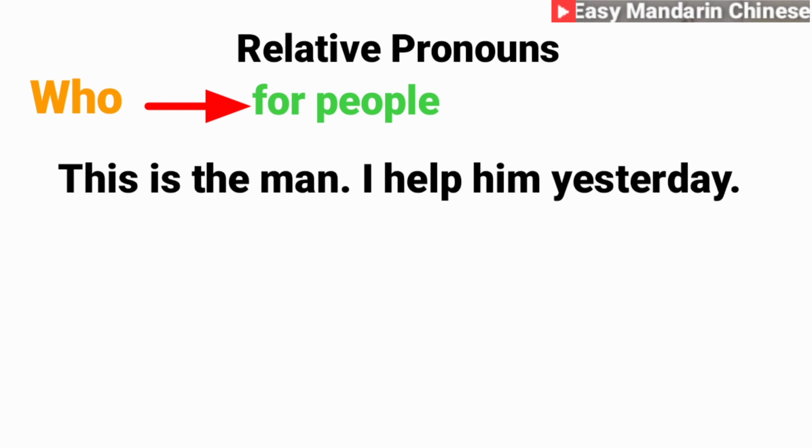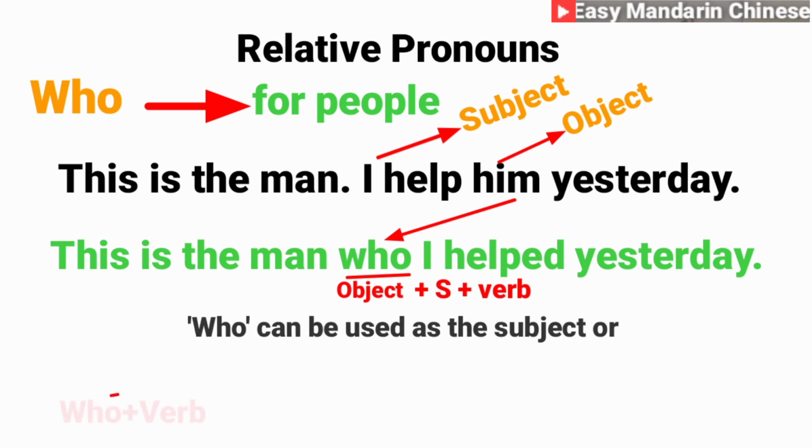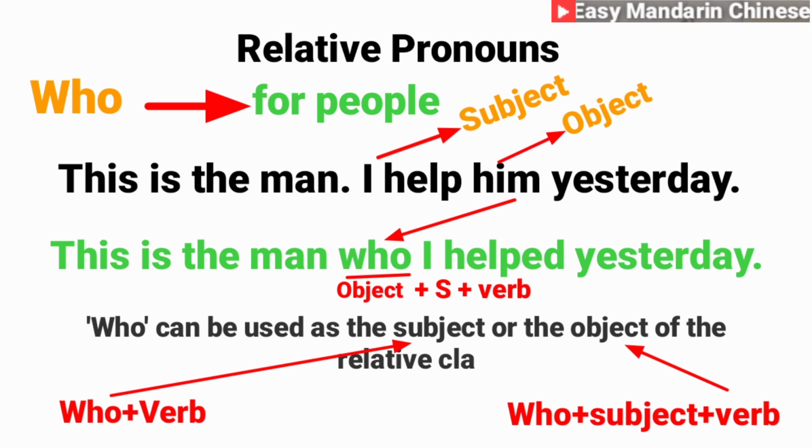This is the man. I helped him yesterday. Here, the man is not the subject. I is the subject. I am the one who helped the man. This is the man who I helped yesterday. So, who is the object? I is the subject. Helped is the verb. The relative pronoun who can be used as the subject or the object of the relative clause.